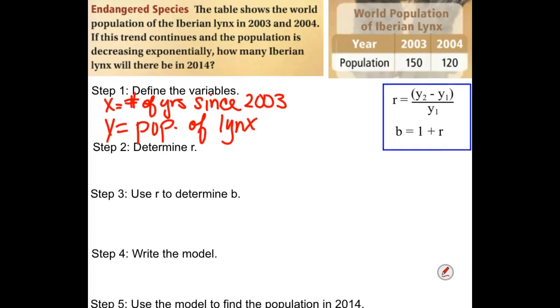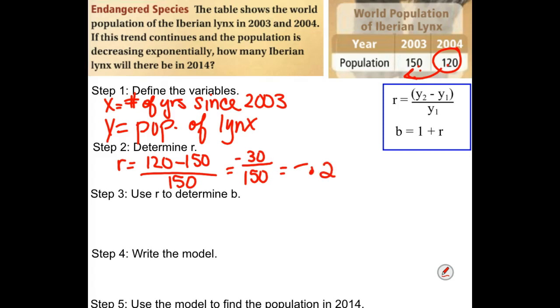All right, so we want to determine the rate of decay that's happening. Our r value is going to take the second y minus the first y and compare it to the first y. Okay? y2 minus y1 divided by y1. So 120 minus 150 divided by 150. We're looking for the change that's happening. 120 minus 150 gets me negative 30. What's negative 30 divided by 150?